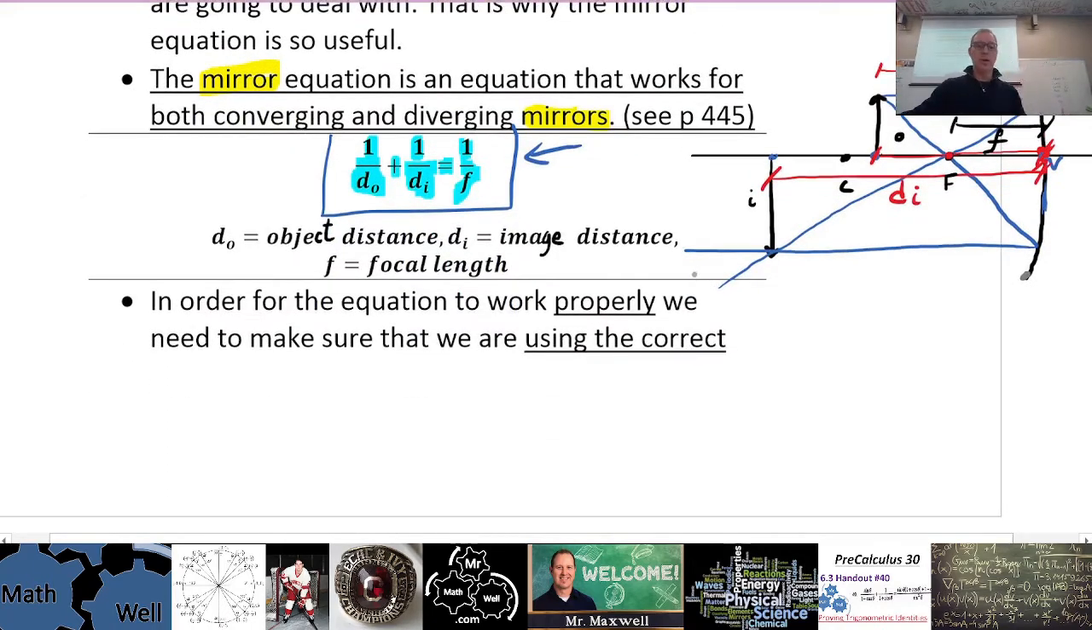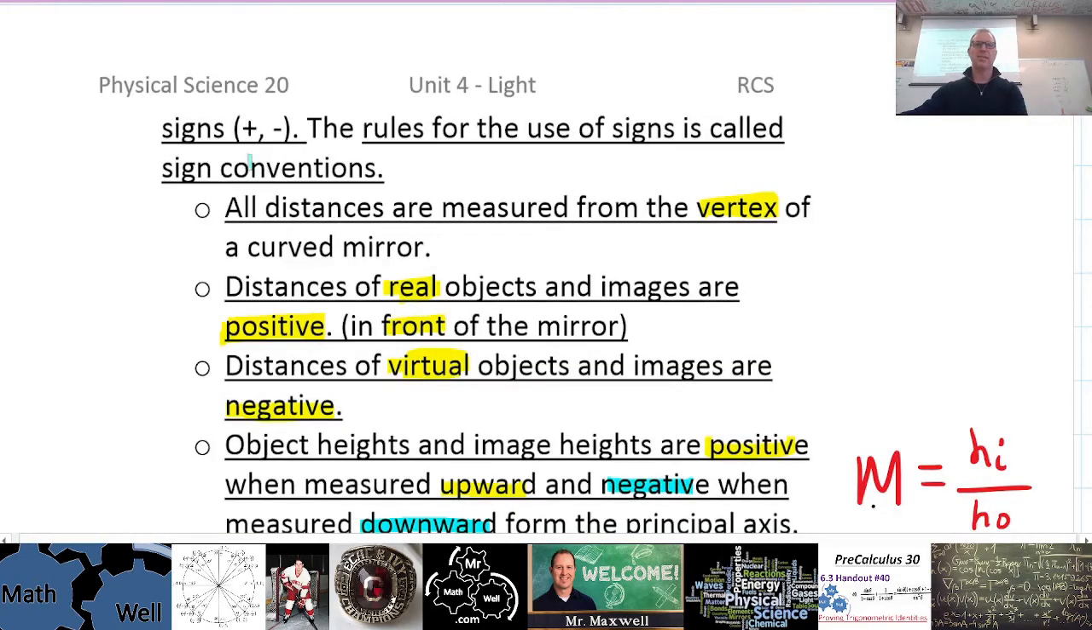But in order for the equation to work properly, we need to make sure that we are using the correct signs, okay? So that is plus or minus. So this is important. That's another thing we need to consider. The rules for the use of signs is called sign convention. Okay, so sign conventions.